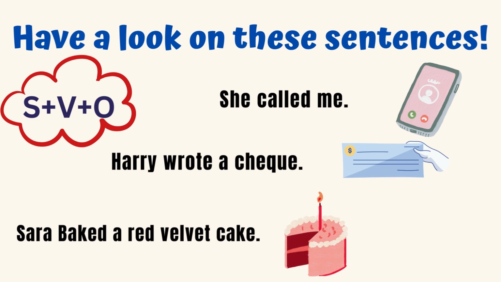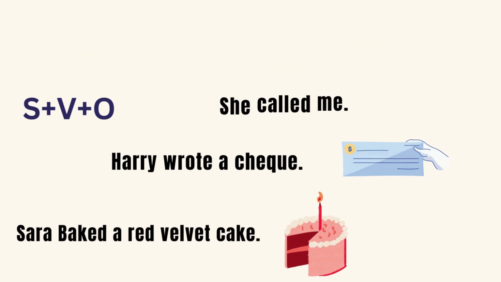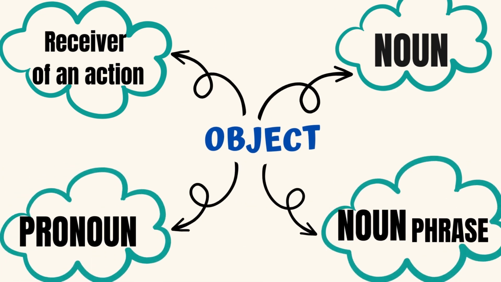So if we have to derive a definition of object, that will be that object is the receiver of the action, and just like in the first sentence it can be a pronoun, in the second sentence it can be a noun, and in the third sentence it can be a noun phrase. You see, our red velvet cake, we have a determiner and some adjectives that are adding up to the meaning of a noun, so that's a noun phrase. So these are the basic points that you must keep in your mind, that object is the receiver of the action and it can be a noun, pronoun or a noun phrase. Okay, that's it. No adjective, no adverbs.